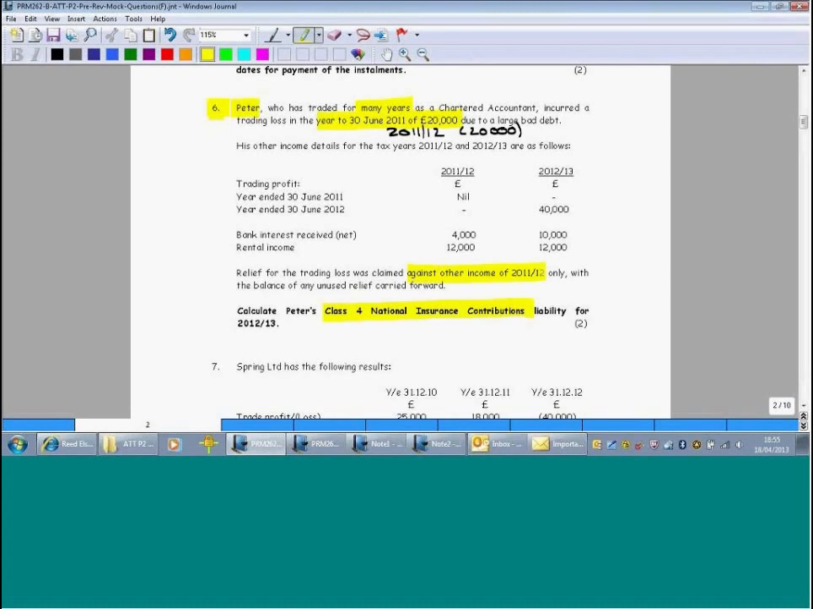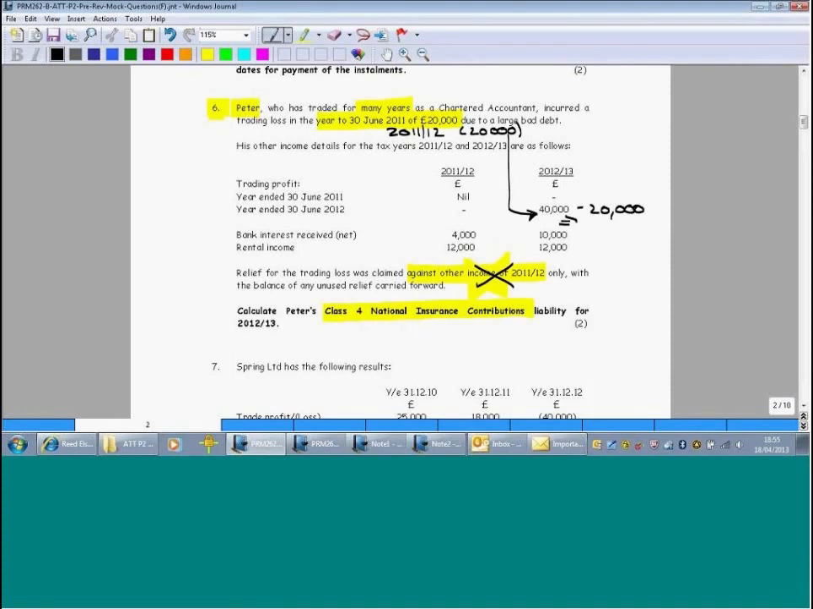But for national insurance purposes, for Class 4, you ignore any income tax loss relief claims that have been made. And so, effectively, that's a red herring. You ignore it completely. And instead, all you do is carry that £20,000 loss forward and set it against the future trading profit from the same trade, i.e. the 2012-13 trading profit of £40,000.